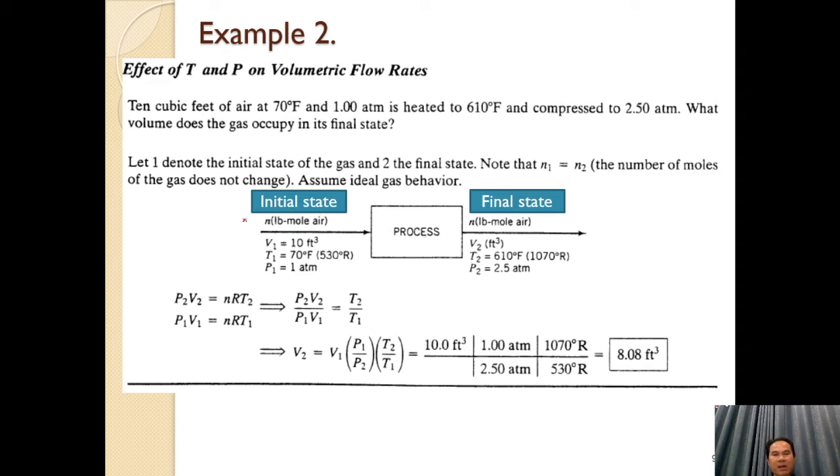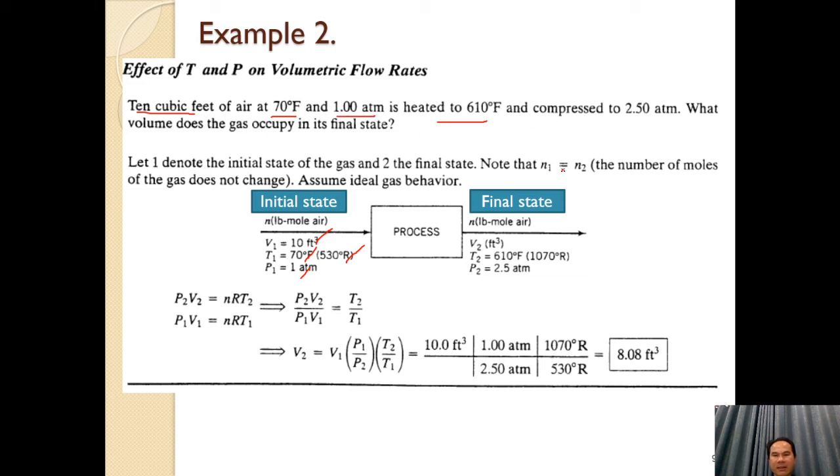We don't know the mole of the air, so we assume n is the mole of air in terms of pound mole. We use pound mole because it is taught in the American engineering units. The final state also has n mole of air. In the initial state, V1 is 10 cubic feet. T1 is 70 Fahrenheit; you can convert from Fahrenheit to Rankine because the absolute temperature for Fahrenheit is Rankine. And the initial pressure is 1 atm.